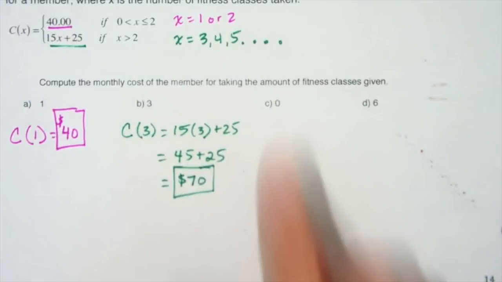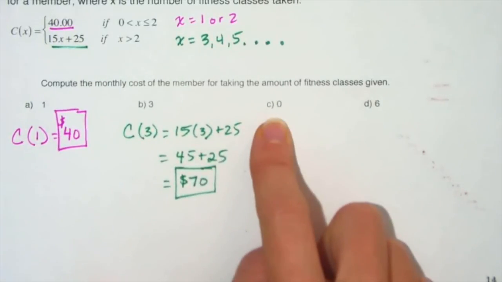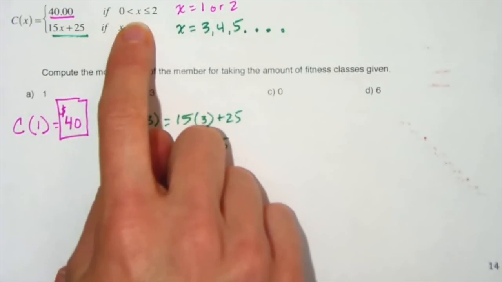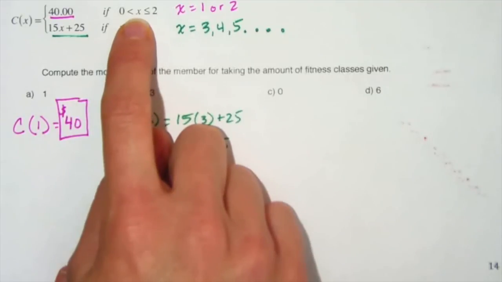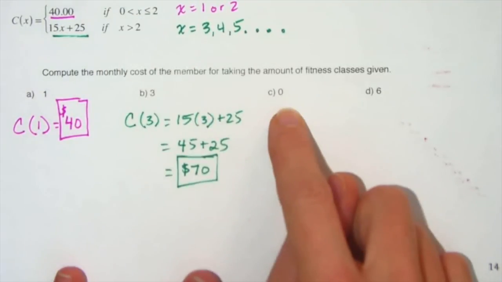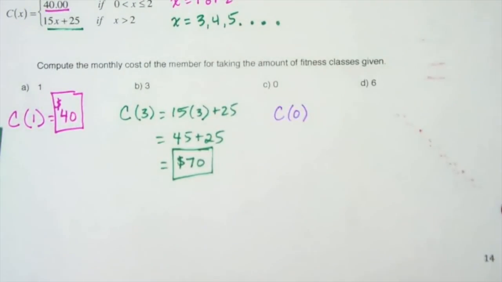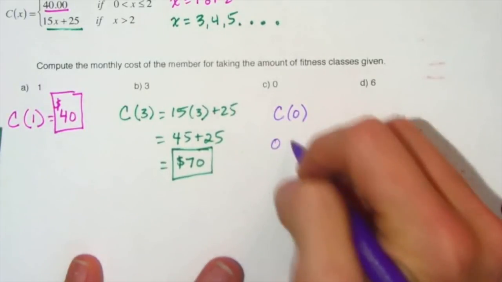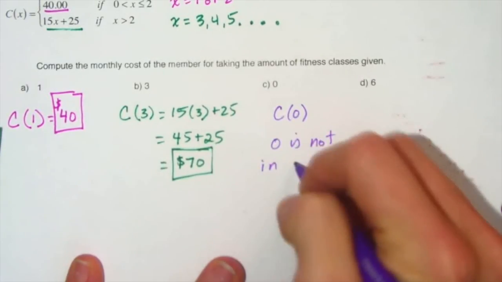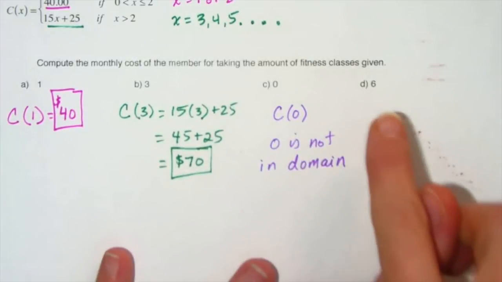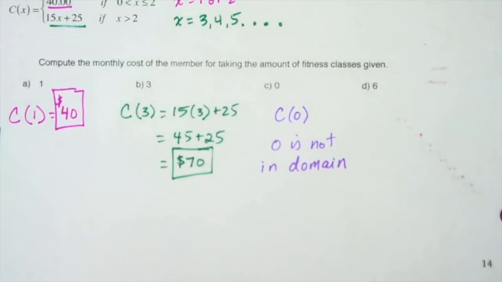All right. So here, though, we have 0, right? But look at our domain. This is X is greater than 0. Right? So this isn't even in our domain. So if we have the cost of 0, 0 is not in the domain. Make sense? So technically you shouldn't be paying anything. Good?